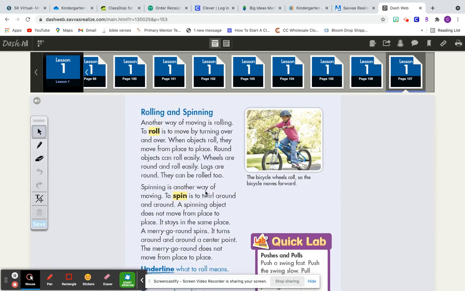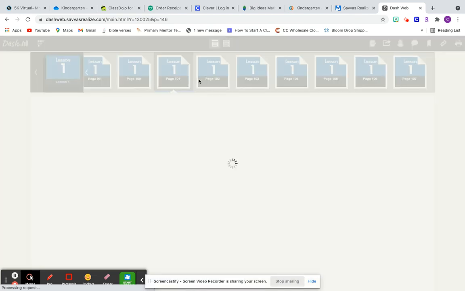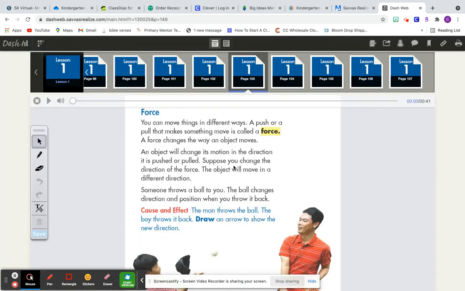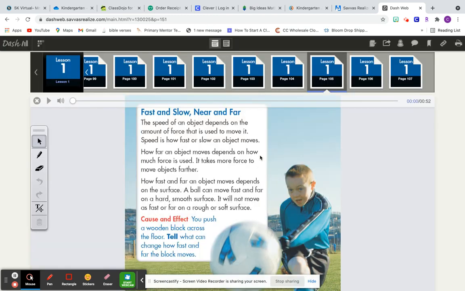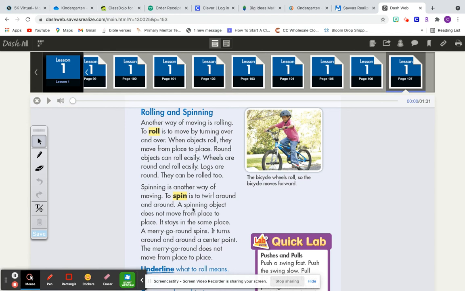Okay, so this was our first lesson for force and motion. We've talked about the position. The position moves when you're in motion. We've talked about how motion is the act of moving. Force is the push or the pull of something to make something move. So throwing a ball, how far or fast it goes depends on how much force you use. The direction is the way that it's pushed or pulled, the way that it's moving. And then we talked about sliding and rolling and spinning, which are all different ways that we can move.